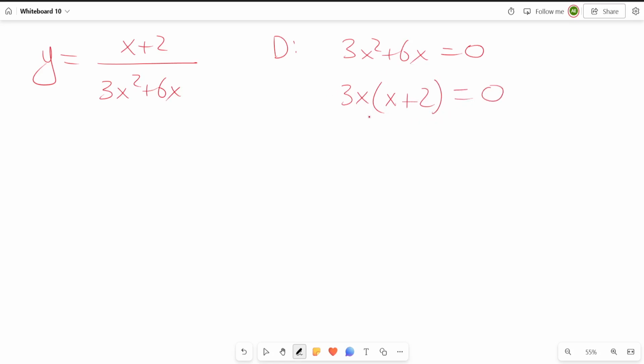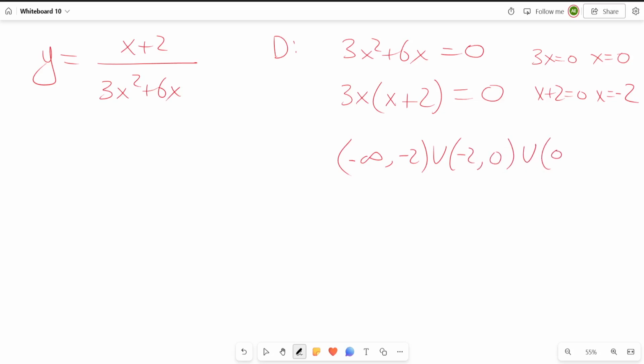Equals 0. So over here I will have when 3x equals 0, this is going to give me x as 0, and when x plus 2 equals 0, x equals minus 2. So my domain is from negative infinity up to negative 2, union with negative 2 up to 0, union with 0 up to infinity. Now my y-intercept is going to be when x equals 0.